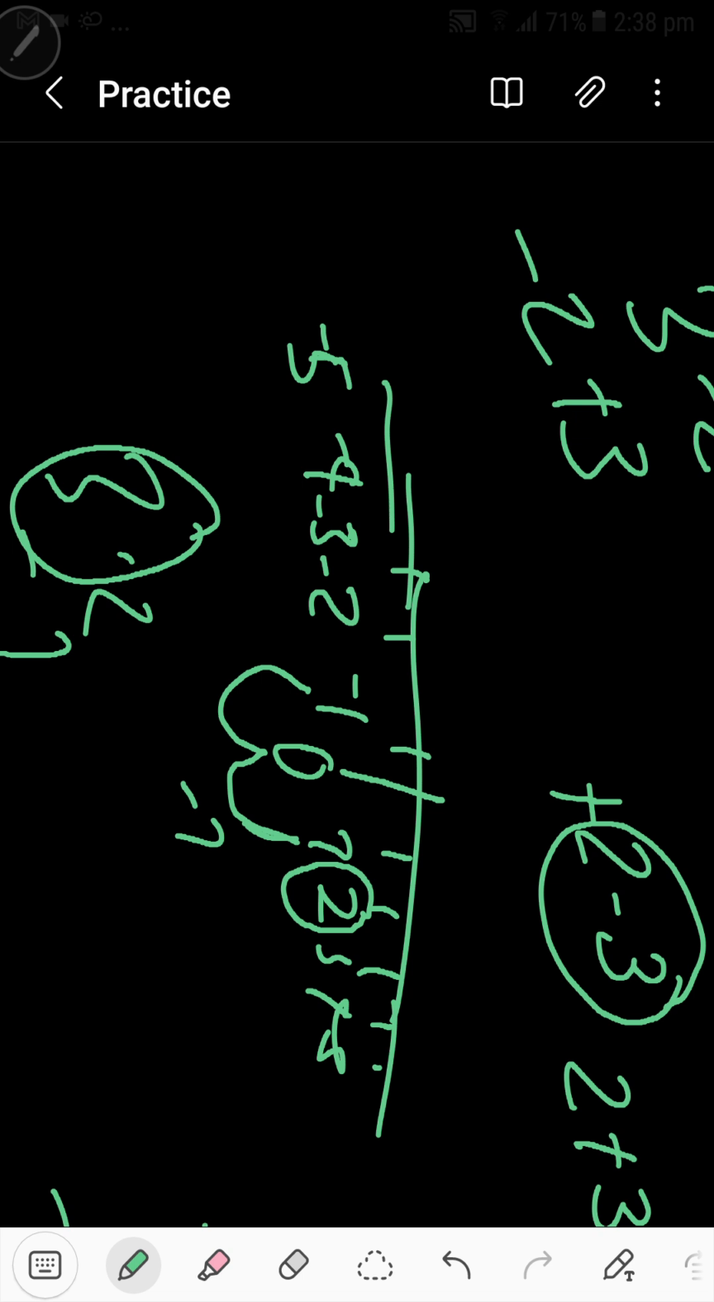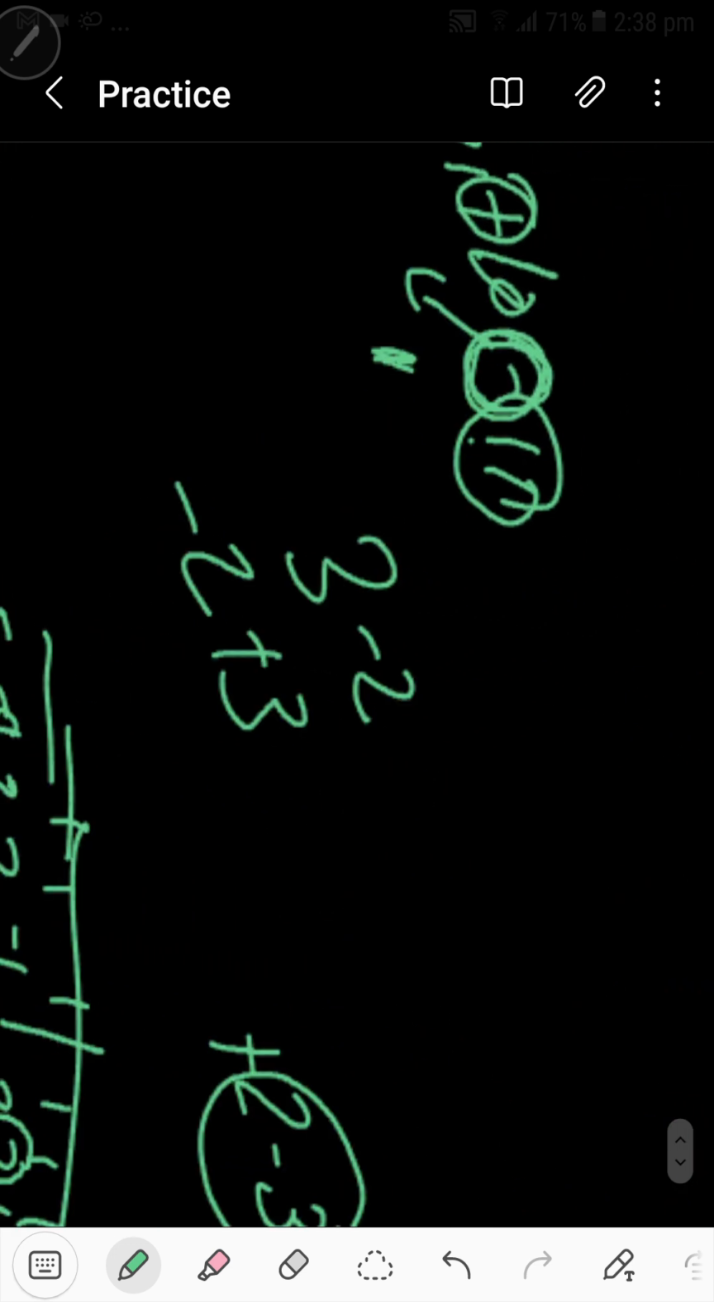In 3 minus 2, first of all, we are in position 3. The minus 2 tells us to go backward, 2 positions. So 1 position, 2 positions. Going 2 positions backward gives us 1, which is positive. So the answer is positive.